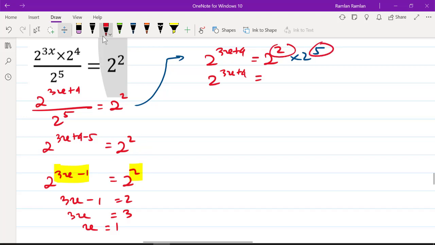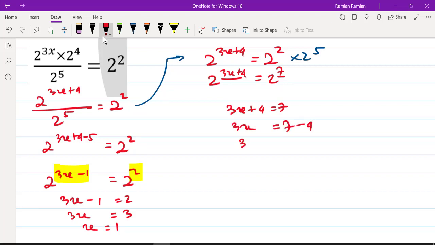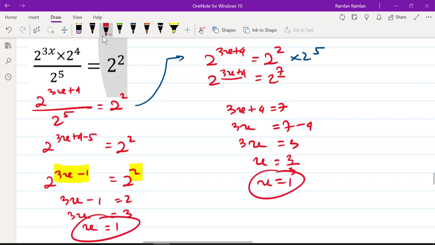2 plus 5 equals 7, so 2 to the power of 7. Now we have the same exact base, and we only need to take the power, which is this and this. So it's 3x plus 4 equals 7, and 3x equals 7 minus 4, right? 3x equals 3, and x equals 3 divided by 3, so x equals 1. And so you can see that the answers are the same. You can choose any method you want, as long as it is systematic, and you'll get the correct answer.